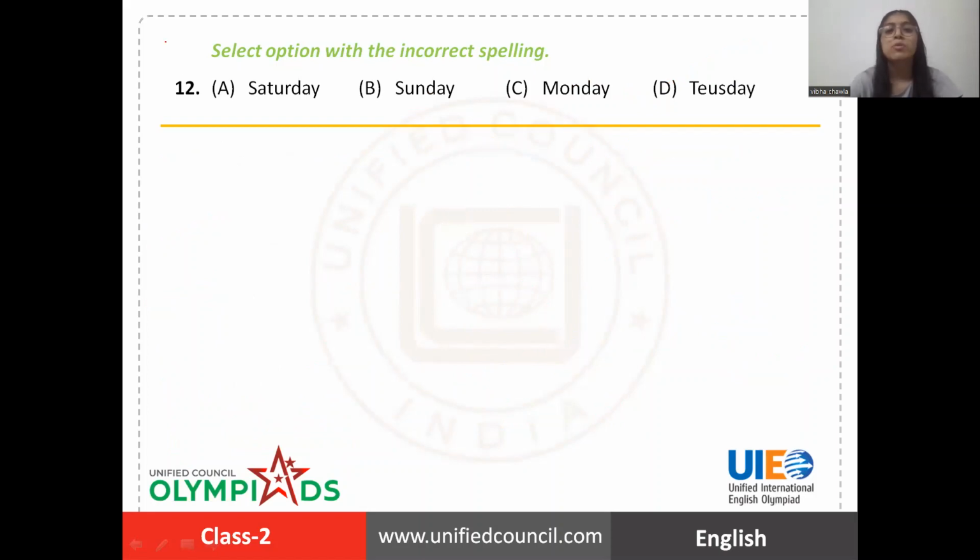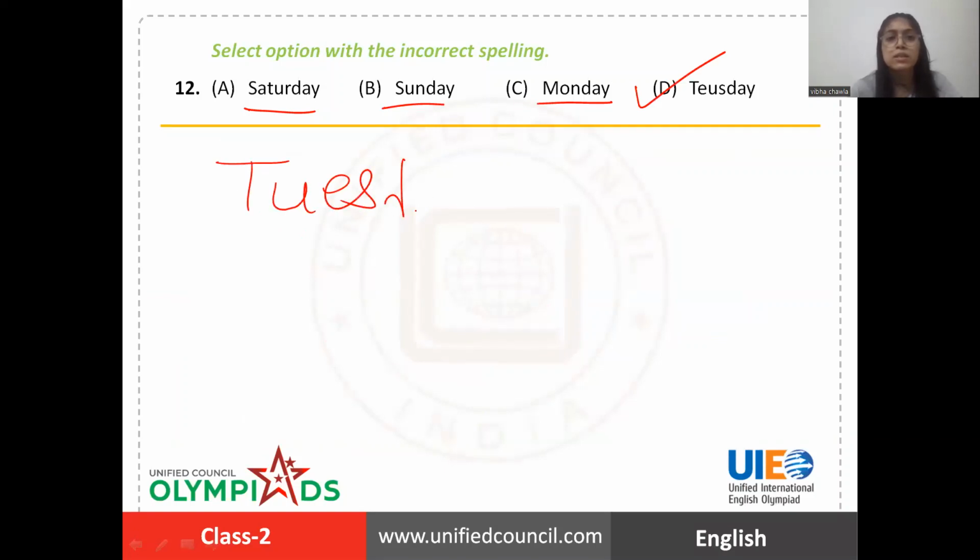Then we have one more question on spellings. We have to pick the word which is incorrectly spelled. Saturday, correctly spelled. Sunday, correctly spelled. Monday, correctly spelled. But look at this word: Tuesday, spelled incorrectly, so it is the right answer to our question. The correct spelling is T-U-E-S-D-A-Y. It should not be E-U, it is U-E. As we had to pick the word with the incorrect spelling, that is the right answer, so it is option B.